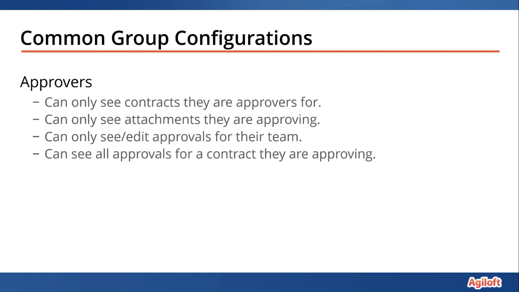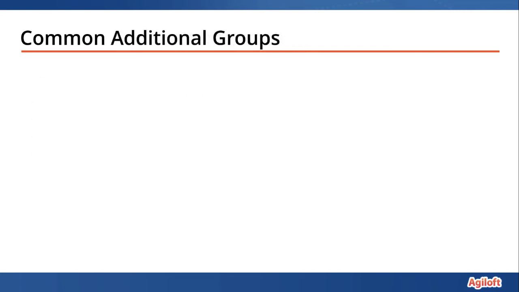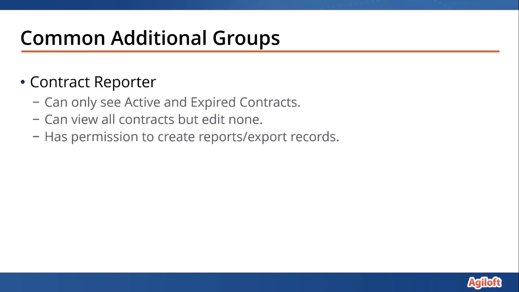Additional groups that are commonly added include a contract reporter. This group can only see contracts for active and expired contracts. Often they can view all contracts but can edit none of them. And they frequently have permission to create reports and export them.